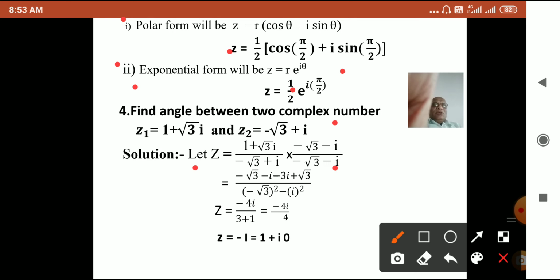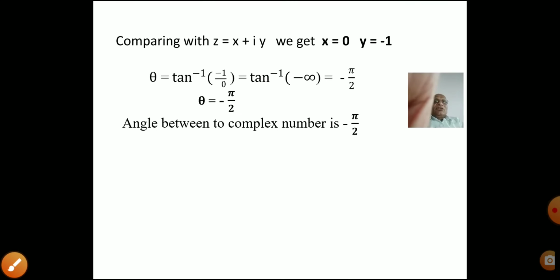Now here we get the complex number, and if we know this value, we can find the angle. Comparing this with the complex number in rectangular form x plus iy, we get x equal to 0 and y equal to 1. Now here tan inverse will be 1 divided by 0, so tan inverse will be infinity, so this will be pi by 2, and hence the angle between the two complex numbers which we have given is pi by 2.